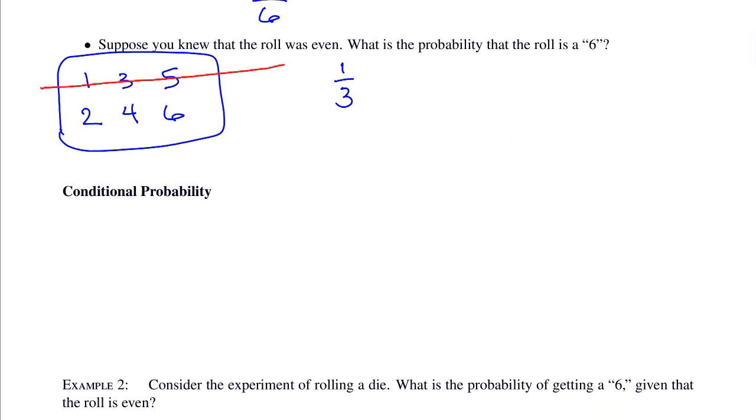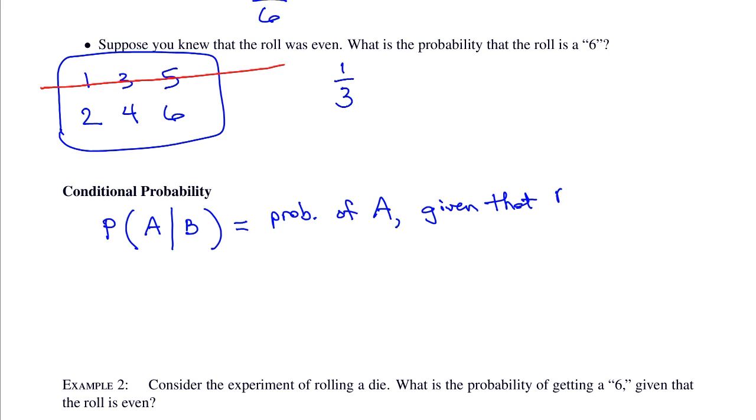All right. So the notation for conditional probability is the following. It's the probability of A given, and the symbol for given is a big vertical bar, B, where A and B are events that are part of the sample space. So this is the probability of A given that B has already occurred.